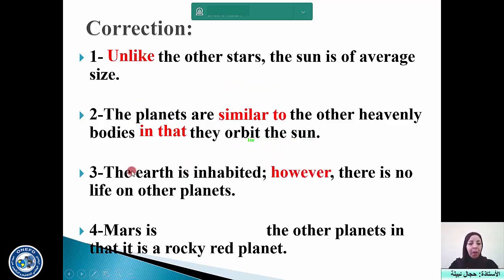Number 3. The Earth is inhabited. There is no life on the other planets. So this is in opposition. The appropriate word here is however. So concerning the last one, we are comparing Mars with the other planets in what? In the fact that Mars is a rocky red planet. Of course, not all the planets are rocky and red. So this is a difference. That's why we use different from. So from here is a preposition that goes with the adjective different to express difference. You cannot use any other preposition here. You cannot say different of or different for. It's different from.